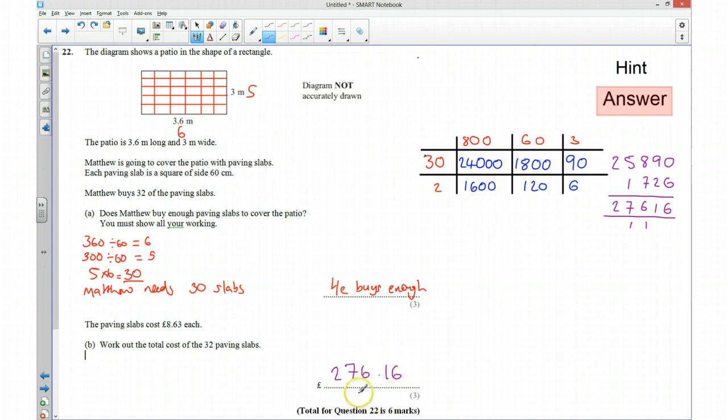Okay, now a good idea here is to just double check and to see whether that sounds reasonable. So this here is roughly £9, and this here is roughly 30, and 9 times 30, well 9 times 3 is 27, so 9 times 30 is going to be 270, and we can see that that's roughly £270. So it sounds like we've got the right kind of number here. Okay.